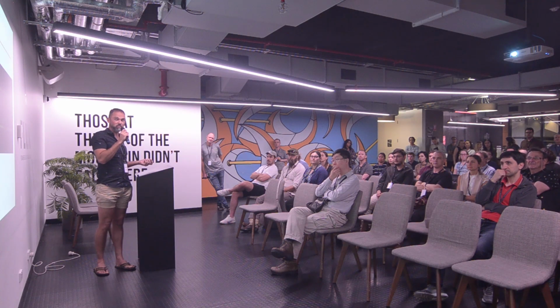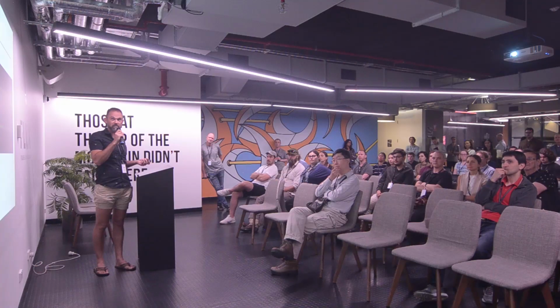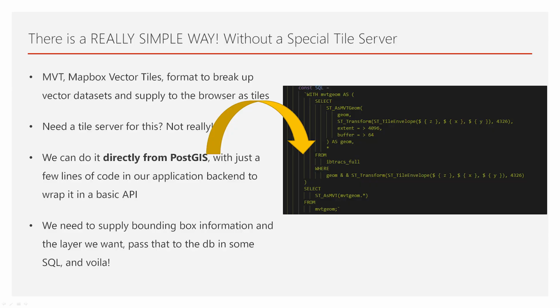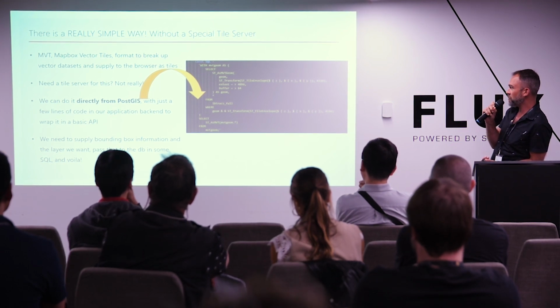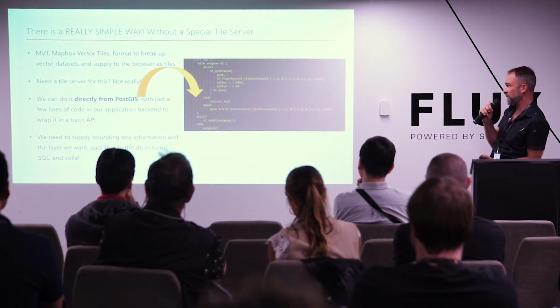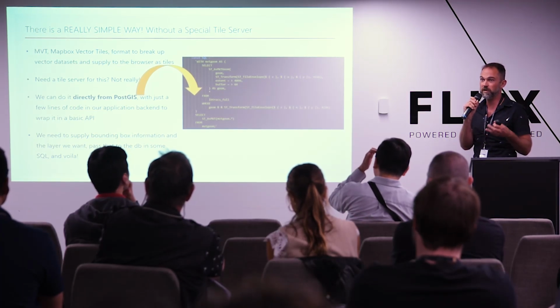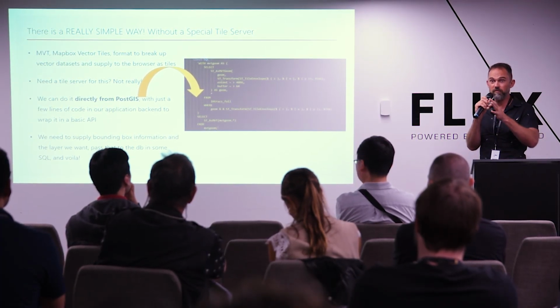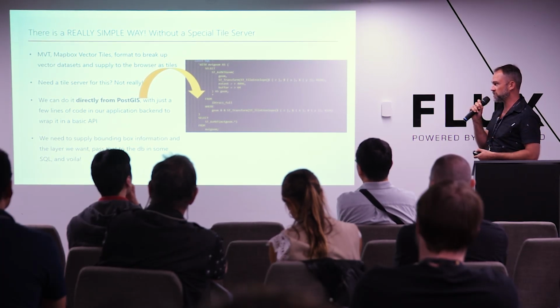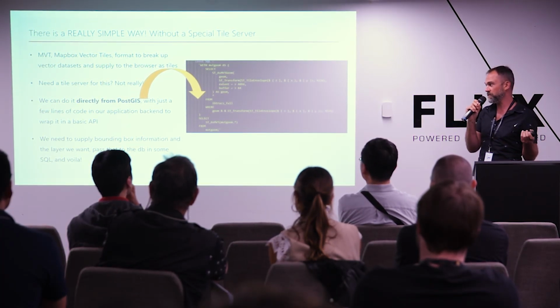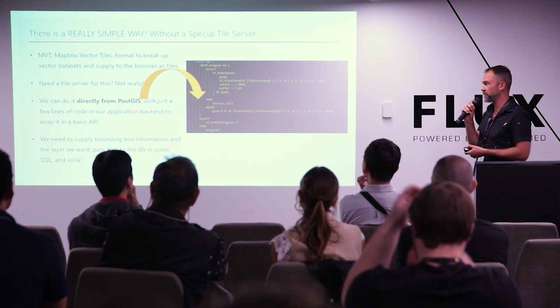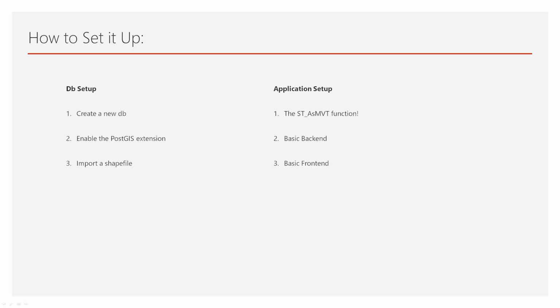Well, there's a really simple way to do it without a special tile server. Something called Mapbox Vector Tiles. PostGIS now supports this directly. This isn't totally cutting edge or anything, but it's just a good simple way of doing things. So we don't really need a tile server for it. We can actually do it directly from PostGIS, where we can make our query and the rows that we want to return, we can return them as vector tiles for our view extent. We just need to supply bounding box information and the layer we want and pass that to the database in some SQL. So I'll just quickly go through it.